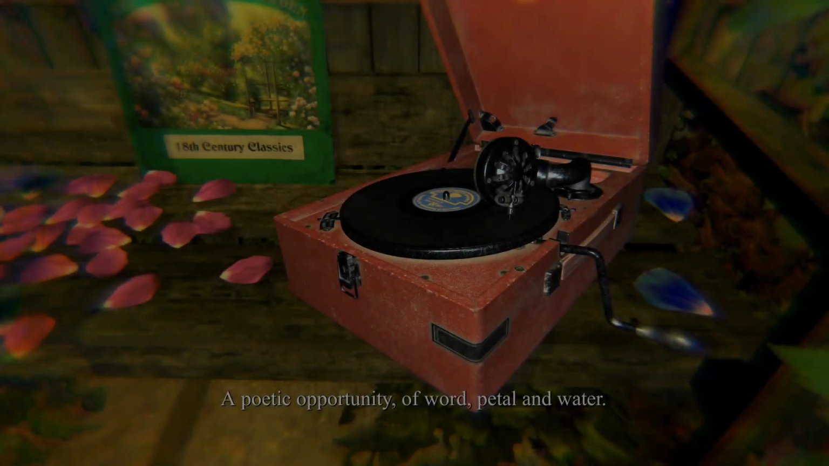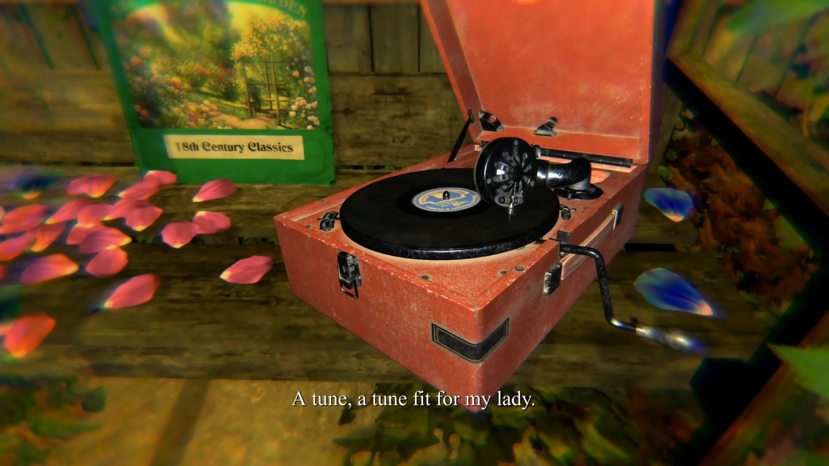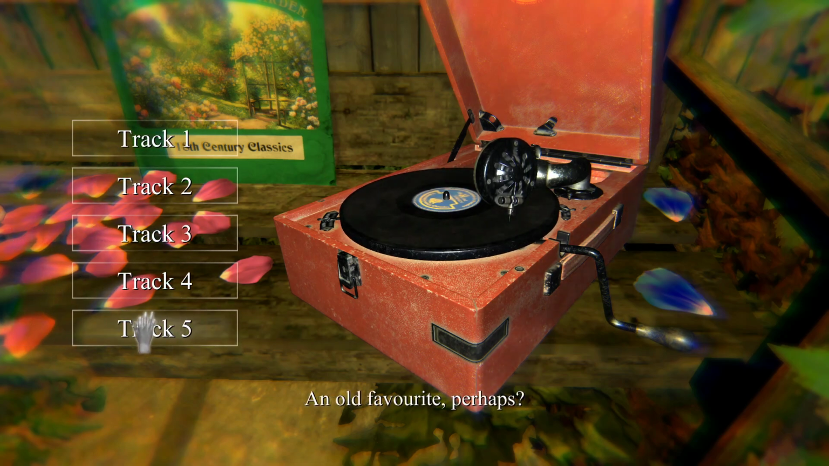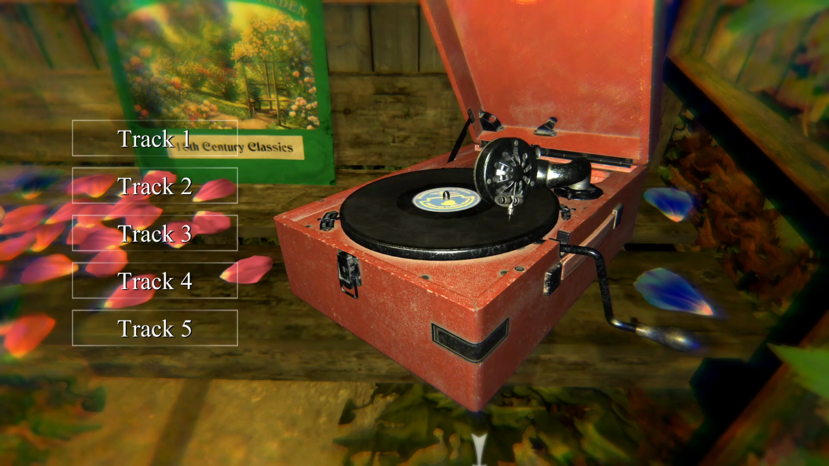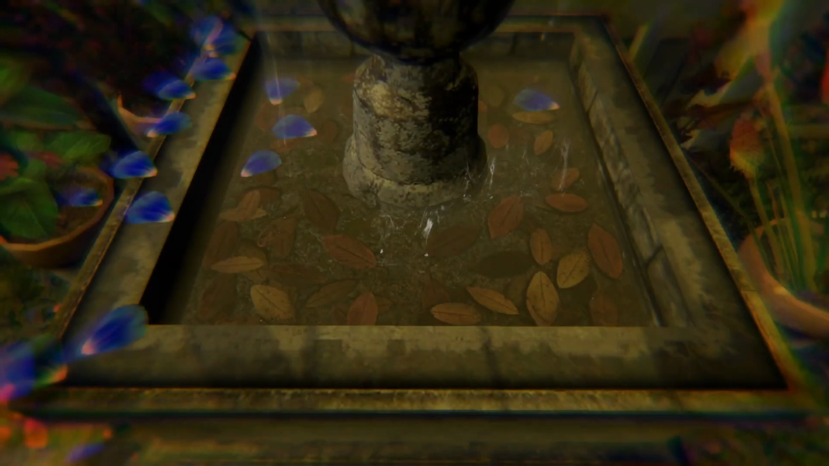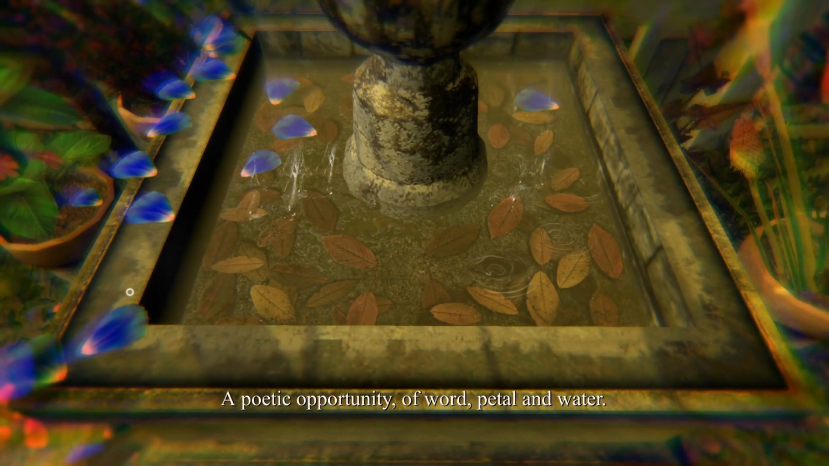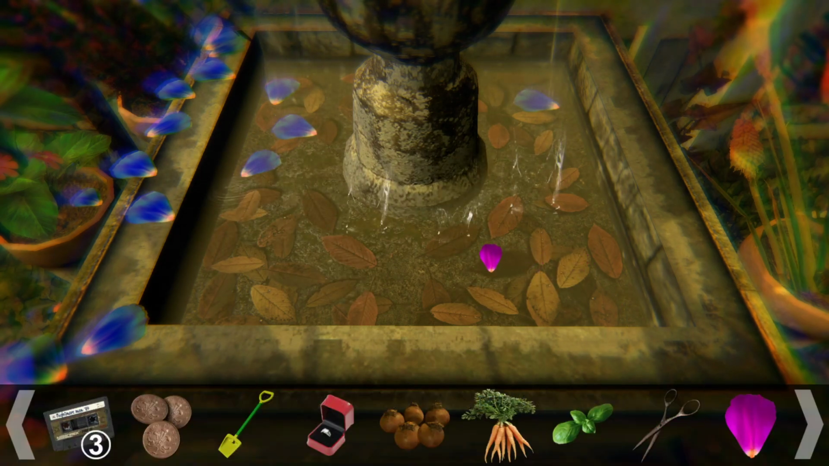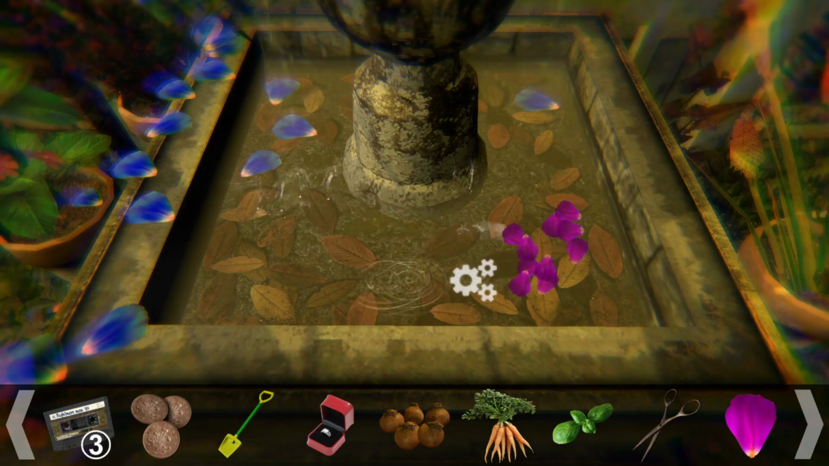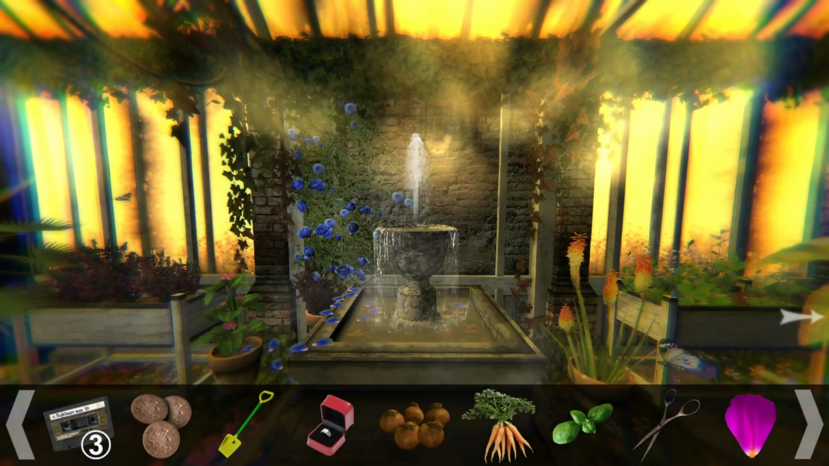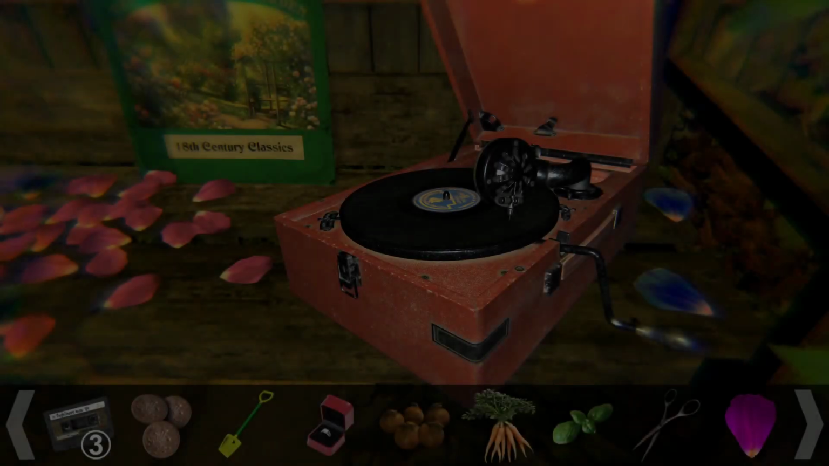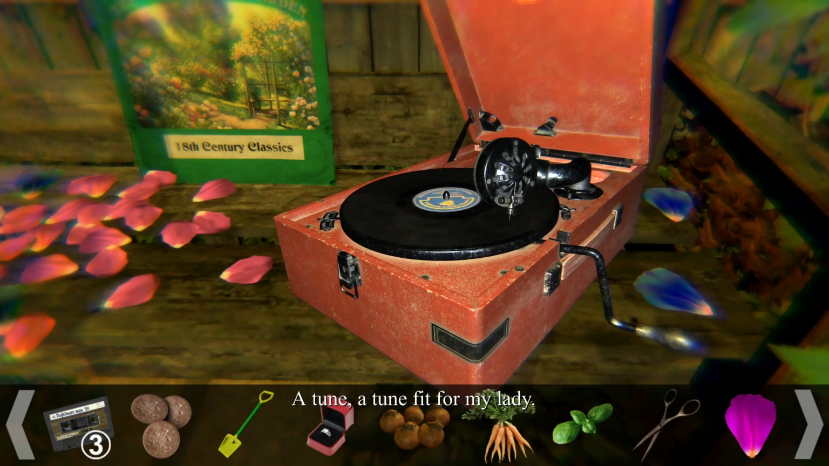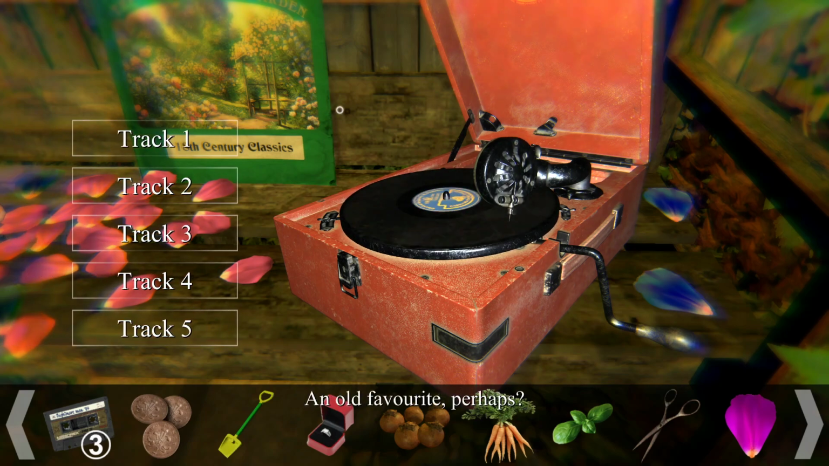A poetic opportunity of word, petal, and tune fit for my lady. An old favorite, perhaps. A poetic opportunity of word, petal, and water. Tune fit for my lady. An old favorite, perhaps.